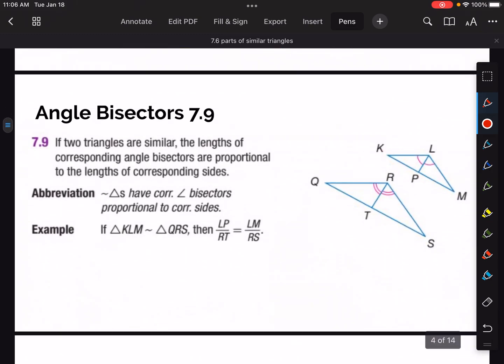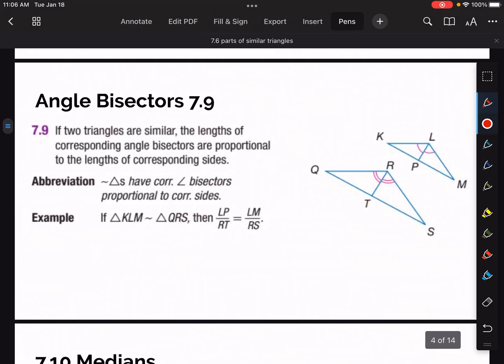That one's altitude. Let's look at the angle bisector. So if you have an angle bisector, which again cuts an angle exactly in half, okay, so that's different from an altitude. It doesn't necessarily meet at a 90 down here. There's no 90-degree angle marks. It's just cutting this whole angle into 2 equal parts. Okay, so if that's the case, it's called an angle bisector. And we know that the lengths of those angle bisectors are proportional to any corresponding side lengths.